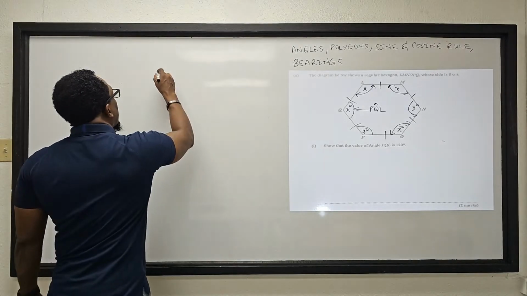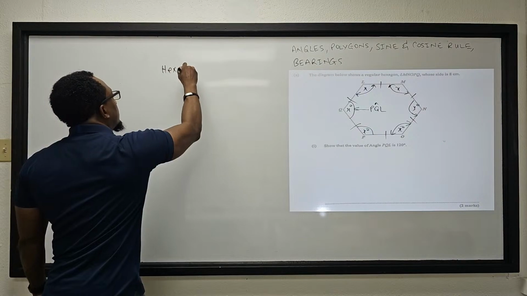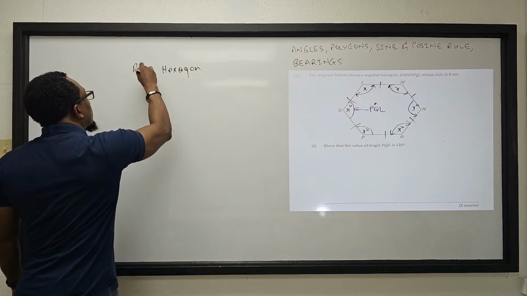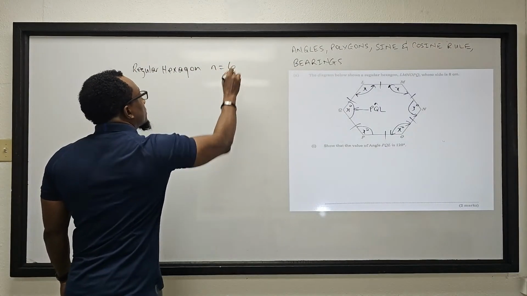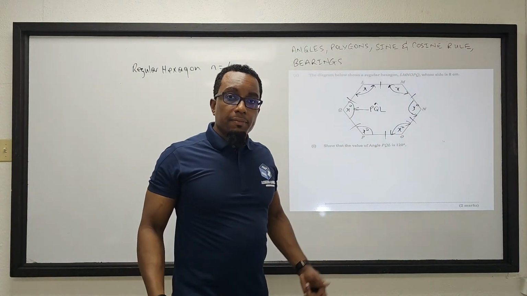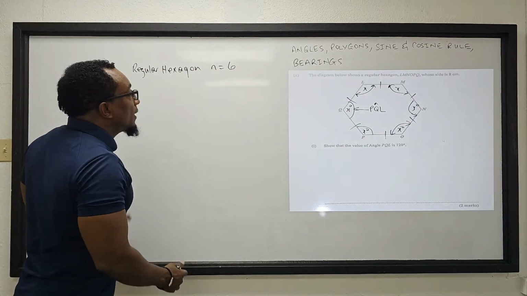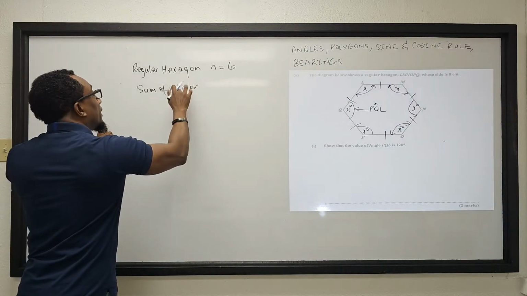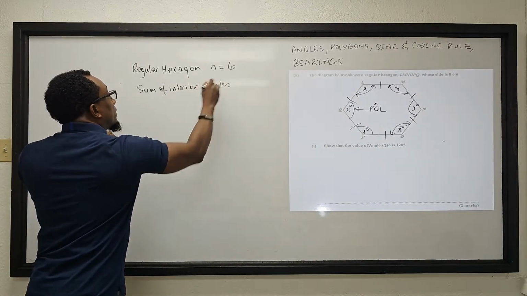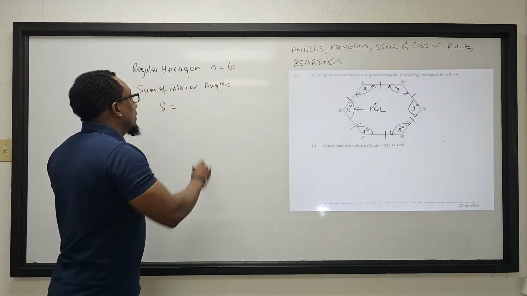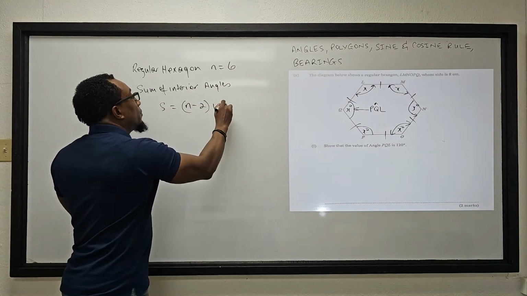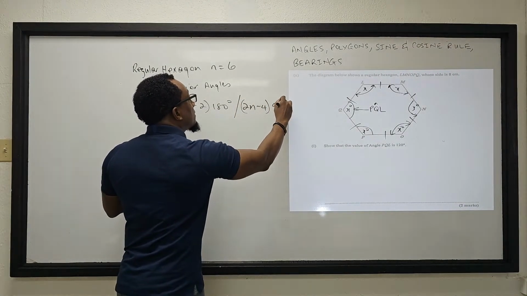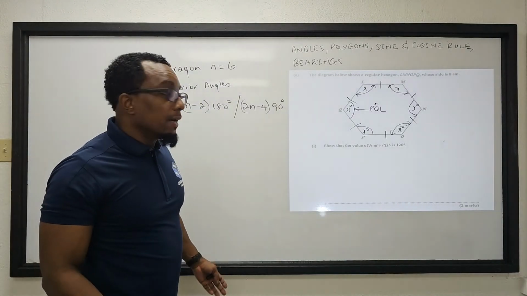So for us to find that angle, easy to prove and show, we know that because it's a regular hexagon, the number of sides will be 6, a 6-sided figure, polygon. And you know that the sum of interior angles, you should know this formula when it comes to polygons. The sum of interior angles is n minus 2 in brackets times 180 degrees. Or sometimes you can use 2n minus 4 in brackets times 90 degrees. Any one of the two will be correct.